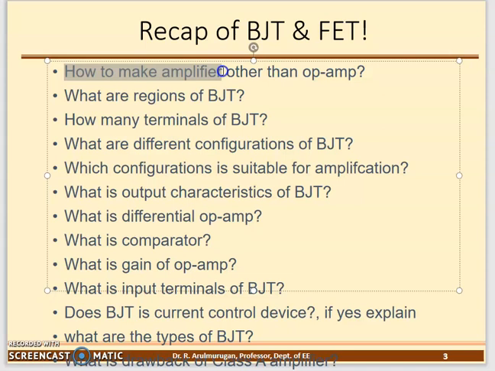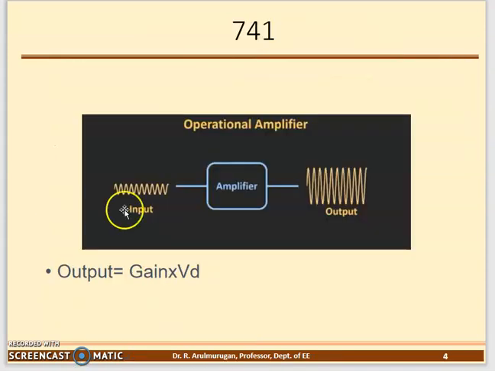Amplify means the output of the signal is high. For example, you can see that the output signal is high. So if you want to amplify, a 741 op amp can be used.